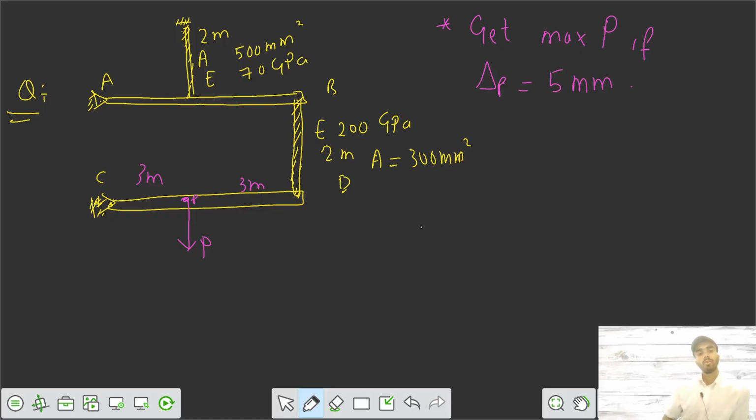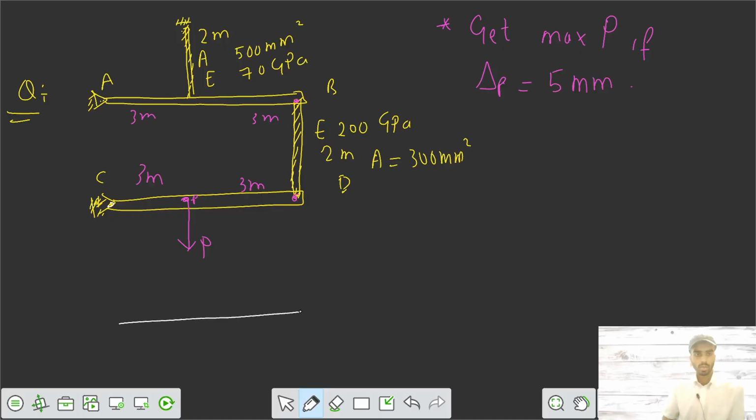So what can you do? This is also 3 meter. Whenever the question is very difficult, do one thing: cut the sections and do the free body diagrams. Let's start from the CD. This one. This is your CD.